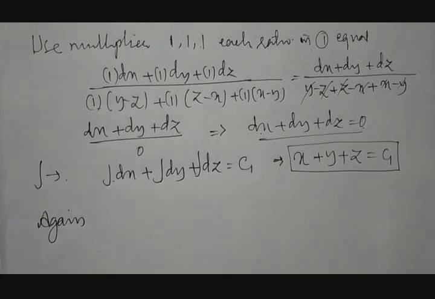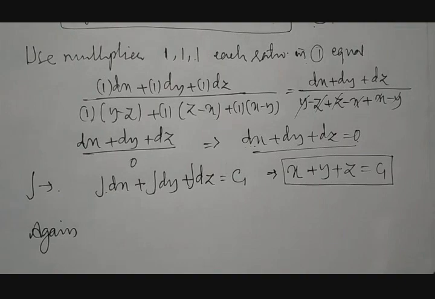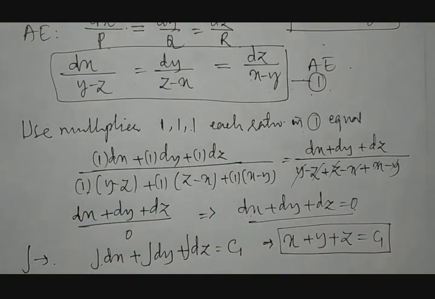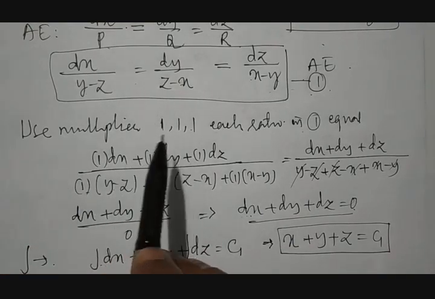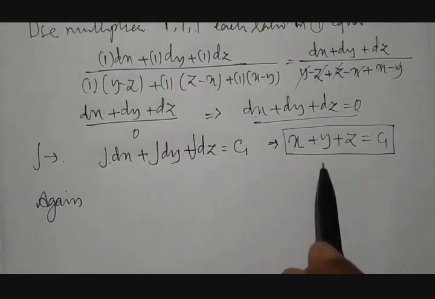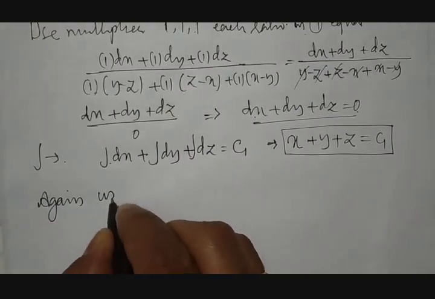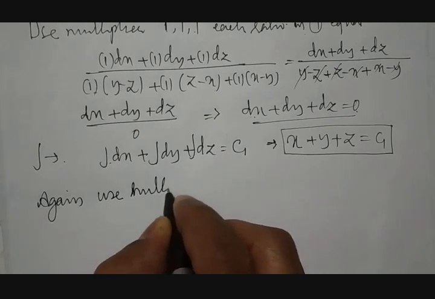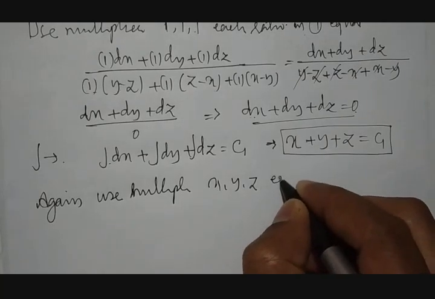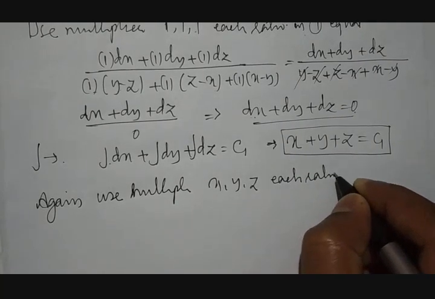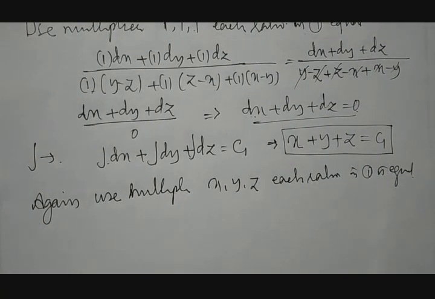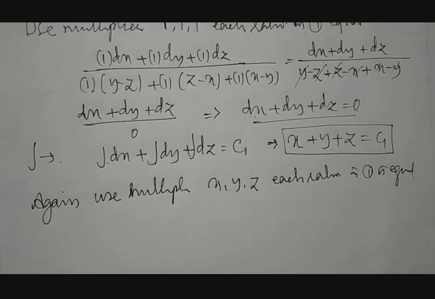Next, again we need to choose one more set of multipliers. With the help of those multipliers, we are going to get the denominator 0. Again we choose a few multipliers. If I choose the multipliers x, y, z, each ratio in equation number 1 is equal. That is guaranteed.